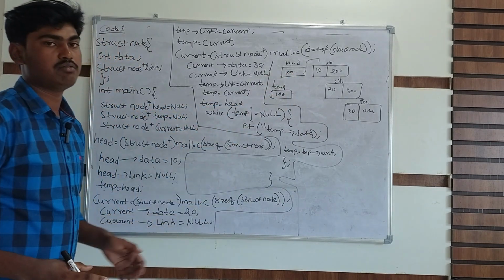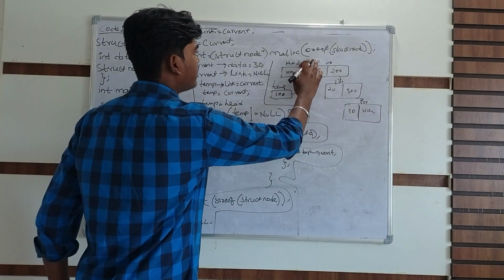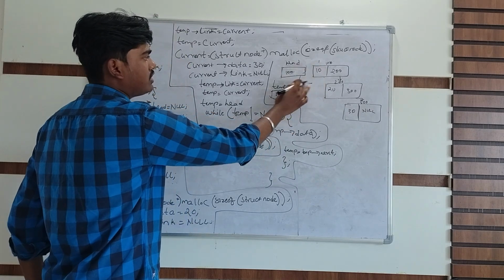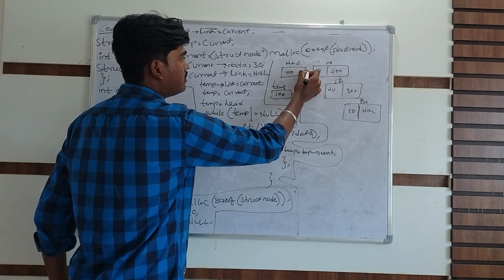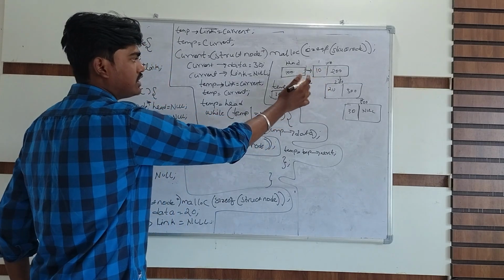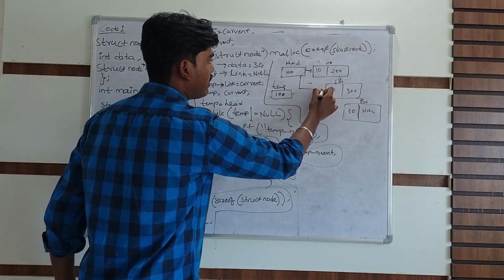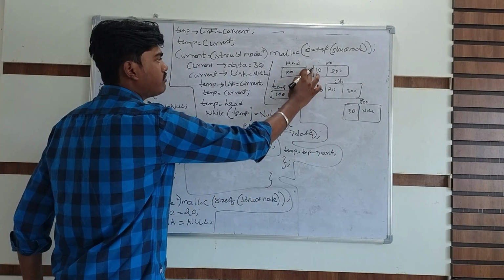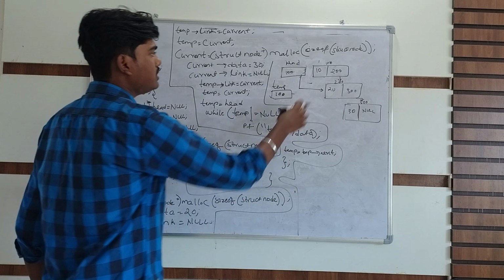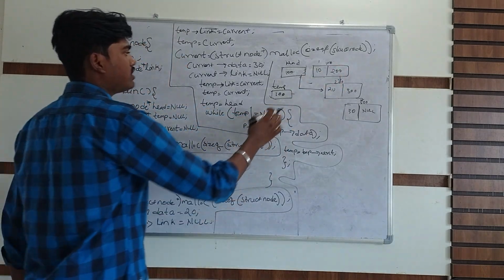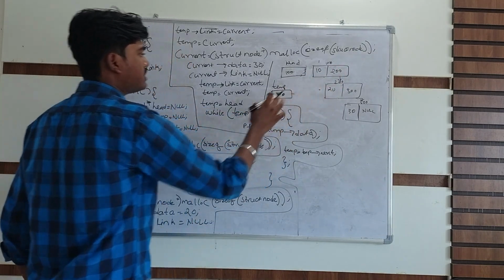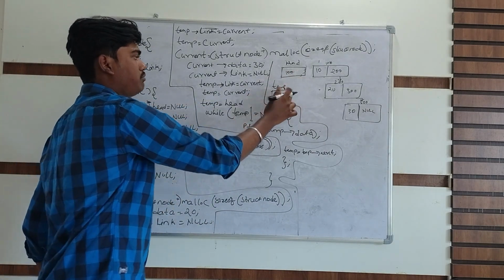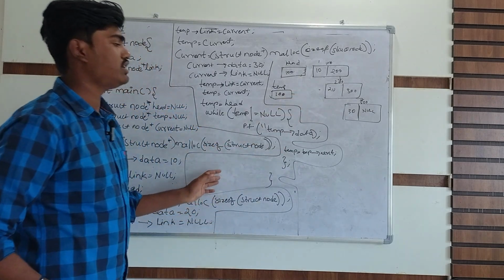We can't use head directly because head is in a fixed position. If we move it, we will lose the link to the first node. Initially head was linking only to this one. If we traverse using head, it will move to the second node, then we will lose the link to the first node. That's why we are using temp. Temp is a temporary variable. We store head into temp, and we use temp for the traversing.